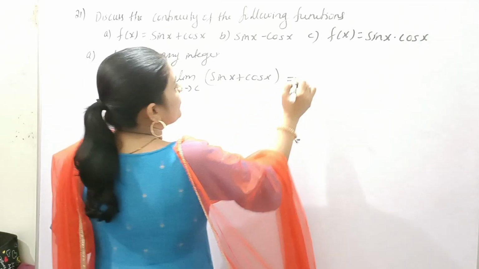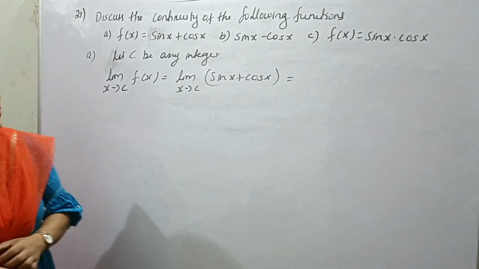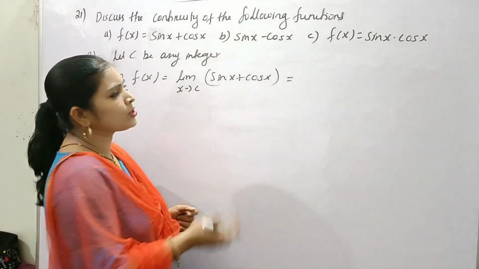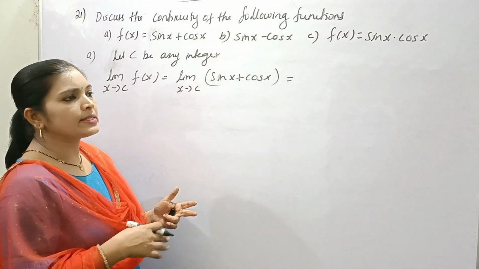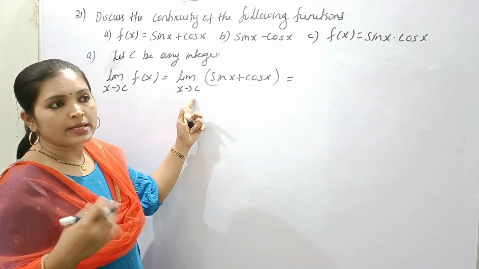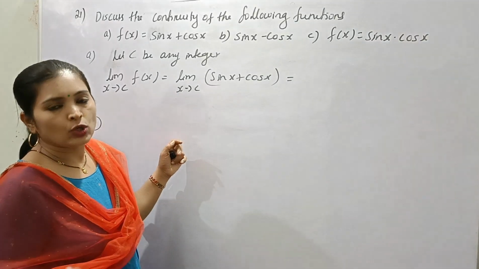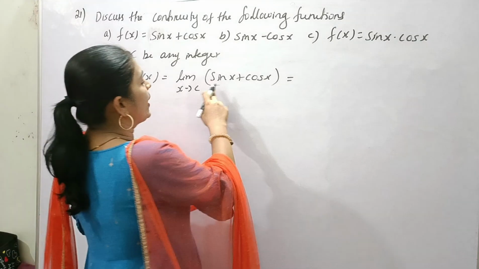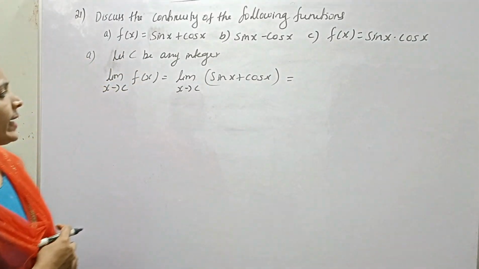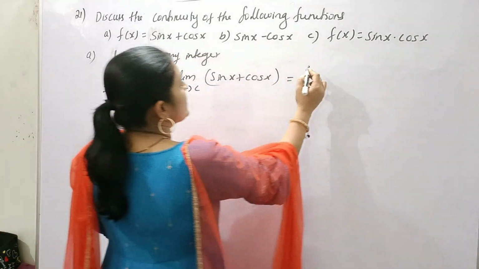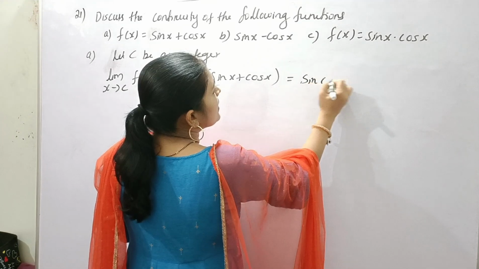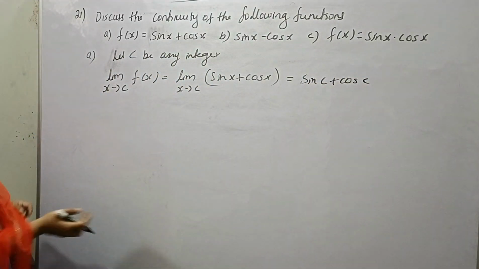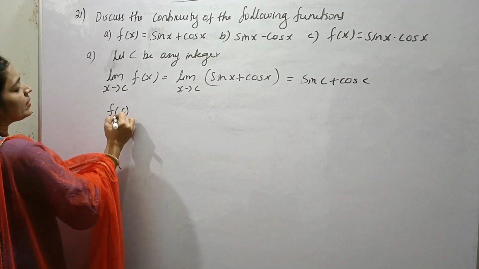That is equal to, here substitute directly. Okay, sin c plus cos c, right? We will get sin c plus cos c, or you can take x equal to c plus h, so that you will get limit h tends to 0. We have done this one. So limit x tends to c of sin x plus cos x is equal to sin c plus cos c. Okay, then next let's find f of c.